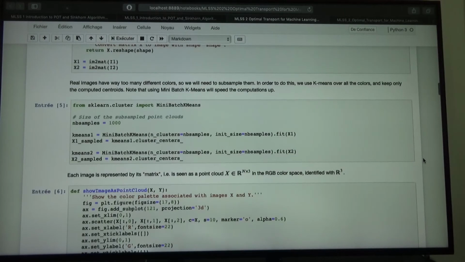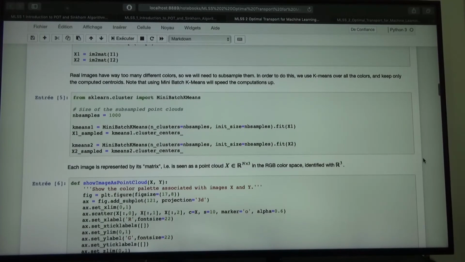So in order to do this, we're going to compute the k-means, but using mini-batch k-means. Otherwise, it's going to be way too slow because we have way too many points. So we just do some mini-batch k-means, and this is the quantization of our measures.